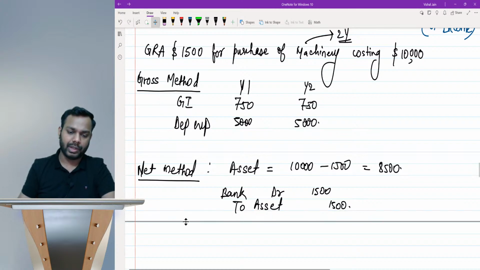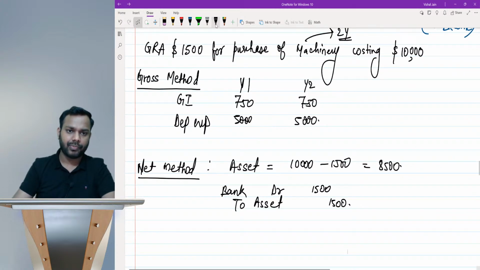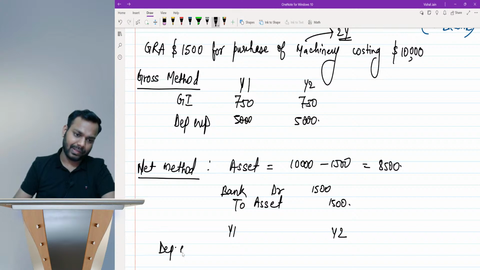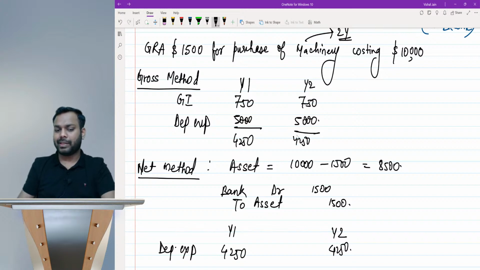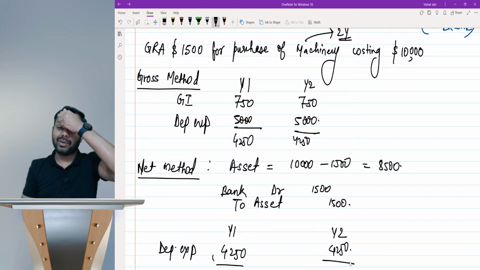How will it be shown here? Year 1 and year 2 will show depreciation expense as 8500 by 2, which is 4250. That's all. The impact here also is 4250 only, but the presentation changes. Is that clear, everyone?